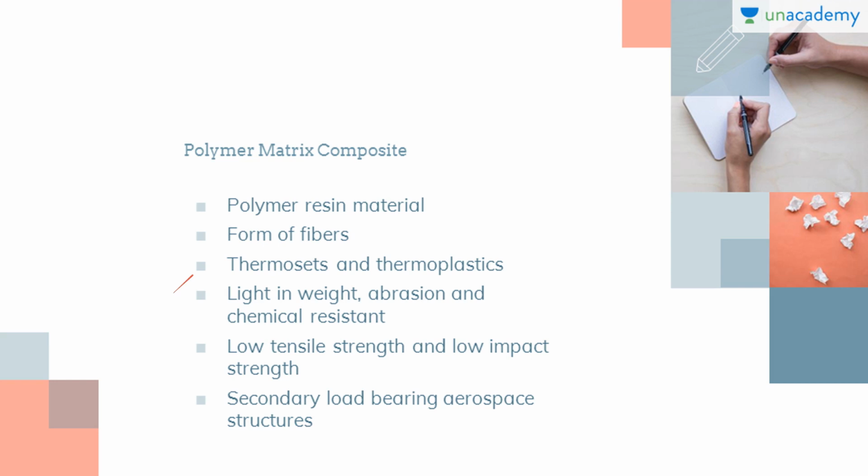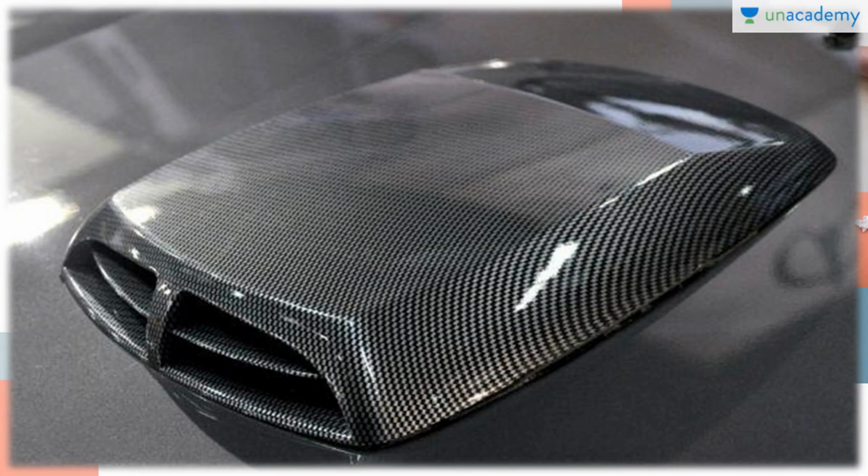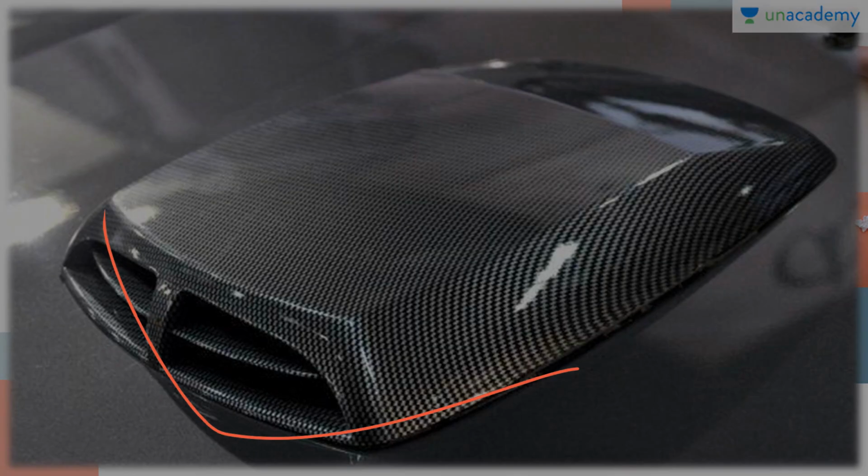They can be processed easily and they possess other desirable mechanical properties such as high compression strength also. However, they possess low tensile strength and low impact strength, which restrict them for low strength applications. So let's move on. This is actually a type of polymer matrix composites.